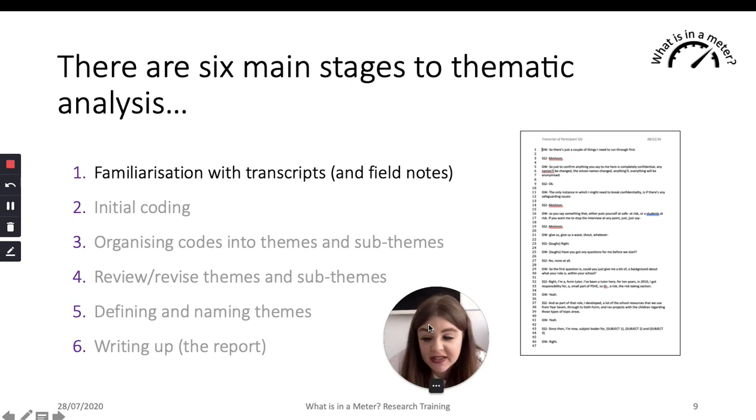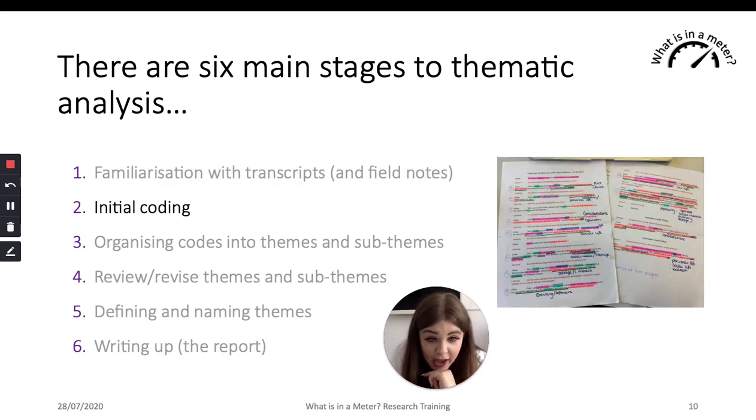And this stage is really important in getting your head around the data, identifying any relevant or interesting pieces of data that you may have overlooked during the data collection process or during quick read-throughs. And it acts as a really good opportunity to make any initial comments or observations about the findings.